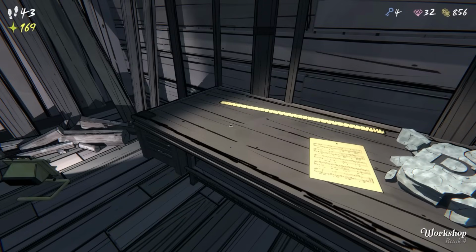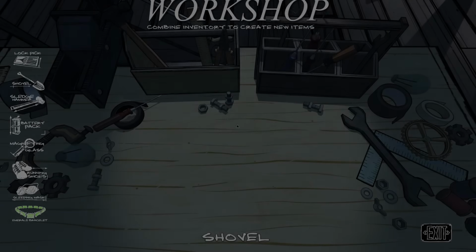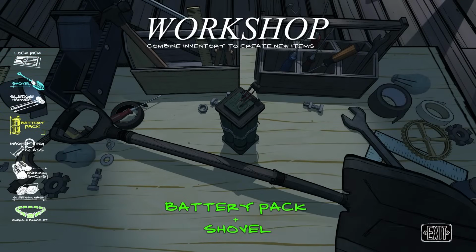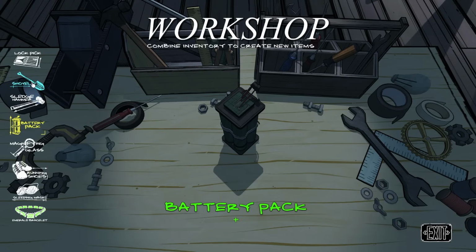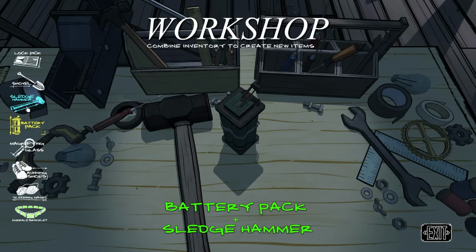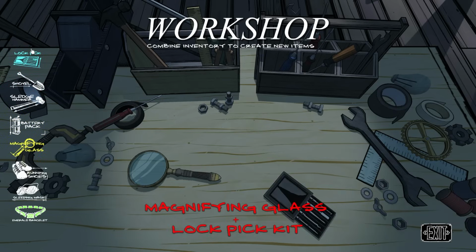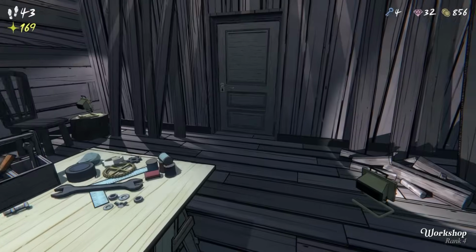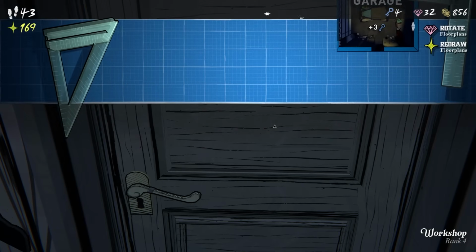Okay, I have a battery. Does the battery... So it combines with the shovel. Okay, so that's in order to make the dowsing rod, right? So I can go with the shovel or the sledgehammer. Okay. So the magnifying glass... I'm thinking about the metal detector as to what combos with what.